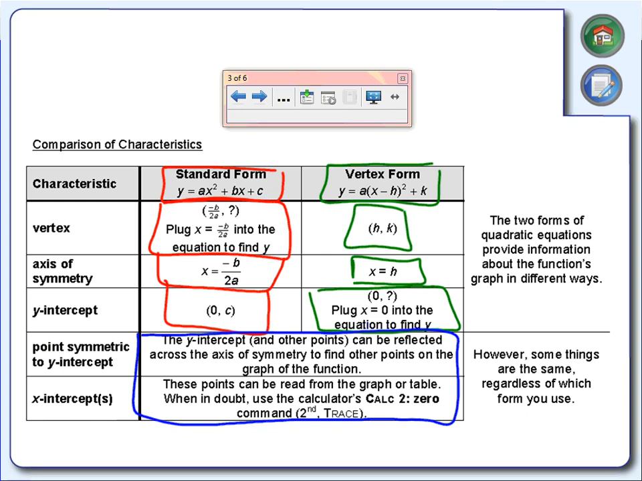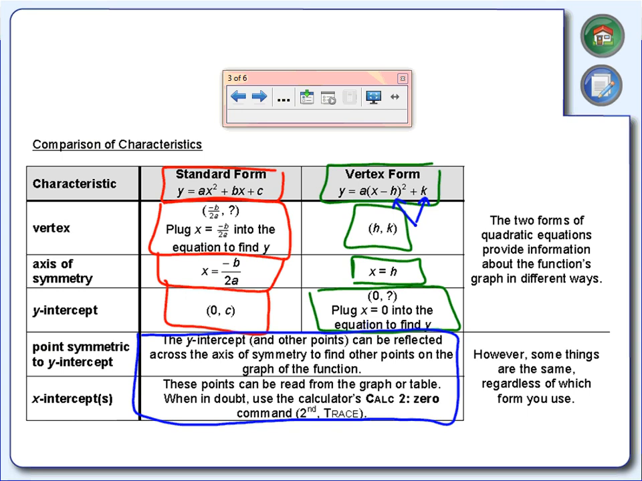In order to find the vertex, we're going to use H and K, which are these values right here in the equation. The axis of symmetry is going to be equal to X equals H, and the Y-intercept is going to be the ordered pair 0, some number. And we can find that number by plugging 0 into the actual equation itself. I'll show you how to do that with an example.